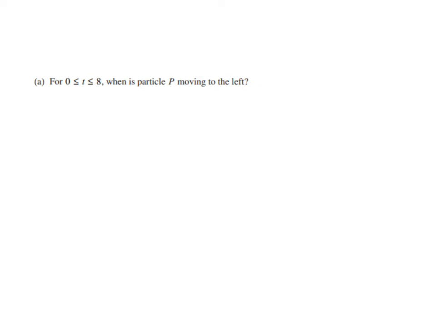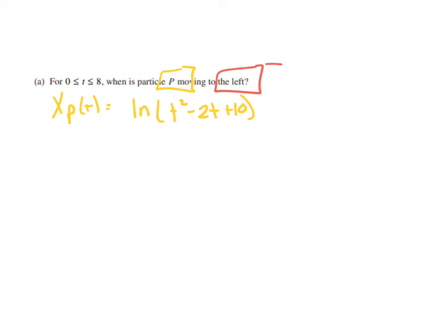So now most people are really good at these velocity functions. So let's see how well we do here. When is particle P moving to the left? So the two things I have to be cognizant of is P, so I know which function I'm talking about. The only one I'm looking at is P, which was the position they gave me. So that was the ln of t squared minus 2t plus 10. And then they talk about moving to the left. As soon as they say moving to the left, I'm going to justify that's when my v of t is less than 0.